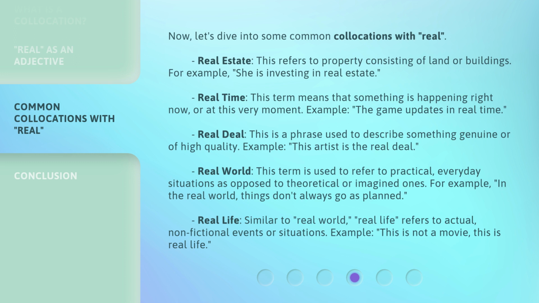Now, let's dive into some common collocations with real. Real estate. This refers to property consisting of land or buildings. For example, she is investing in real estate. Real time. This term means that something is happening right now, or at this very moment. Example: the game updates in real time.